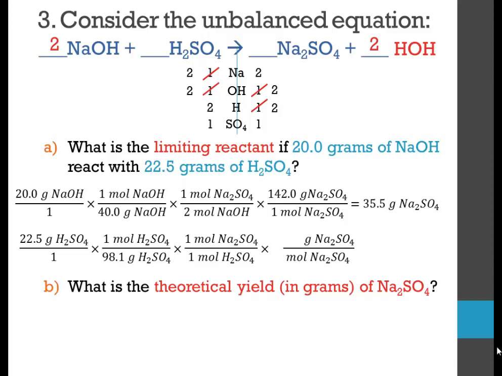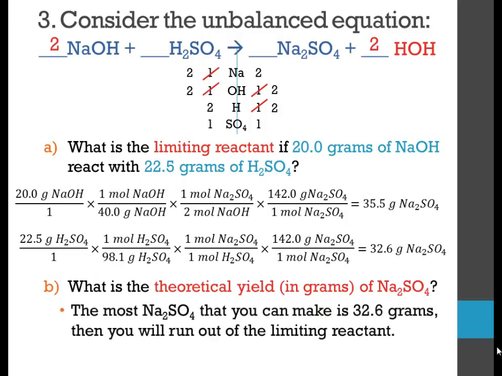Last step is grams and moles, so that's the molar mass. That's the same as above, it's just the molar mass of sodium sulfate. And I get 32.6 grams of sodium sulfate. So as far as which one is limiting, it's whichever one makes less product. So the most Na2SO4 that I can make is 32.6 grams. Then I'm going to run out of my limiting reactant, which is my 22.5 grams of H2SO4.